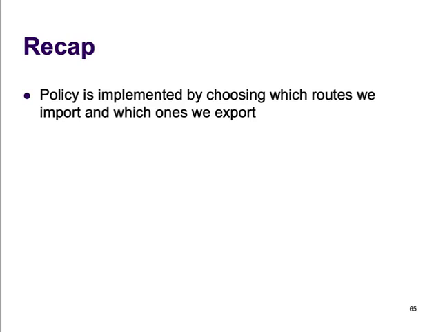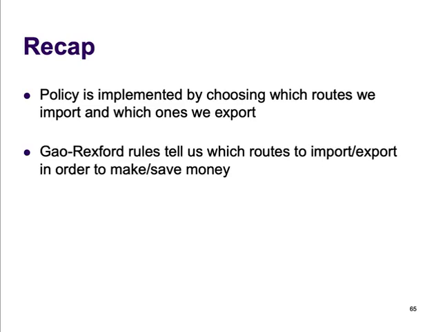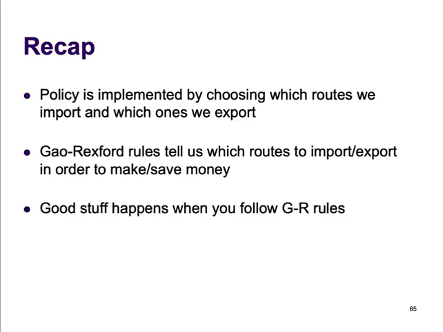So with that, just a quick recap. Policy is implemented by choosing which routes you import and which routes you export. The Gao-Rexford rules tell us common sense practice about which routes to import or export in order to make or save money. That's the underlying principle: this is driven by how the money is flowing between these ASs. And if we all follow the Gao-Rexford rules, good stuff happens on the internet. We can rely on the internet to actually provide universal reachability. Any questions?